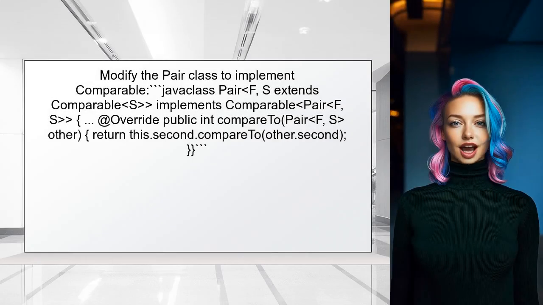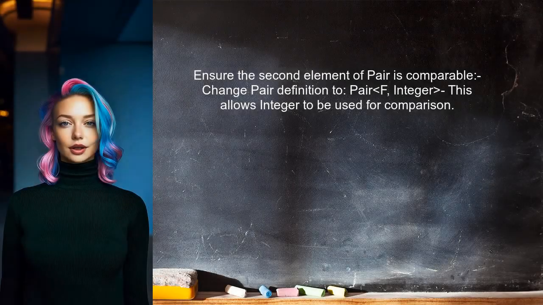Next, the user can modify the pair class to implement the comparable interface. This will allow the pair objects to be compared based on their horizontal distance, which is essential for the priority queue to work properly. After implementing comparable, the user should ensure that the second element of the pair, which represents the horizontal distance, is of a type that is comparable. This will prevent any further class cast exceptions.